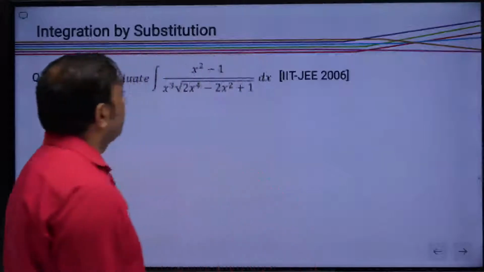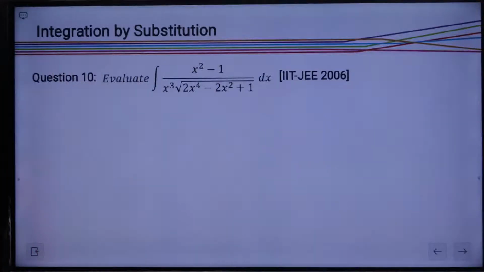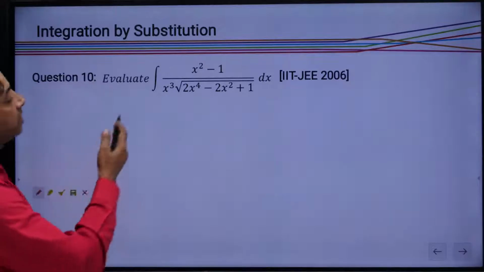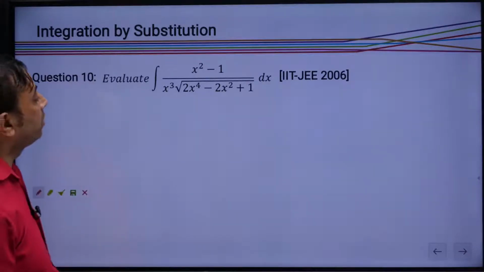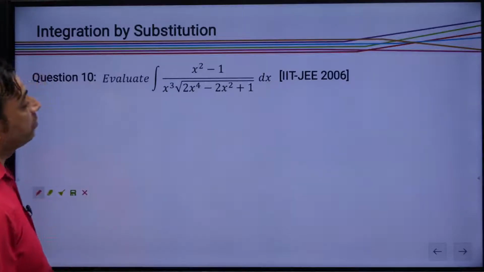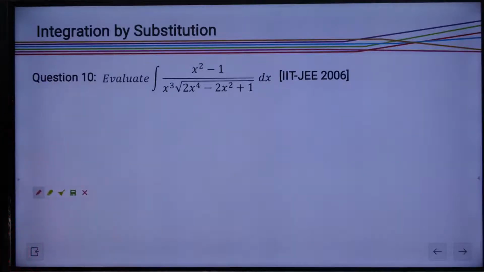Okay, now a little of the problems that we face in IIT-JEE Advanced. The problems we are taking are based on indefinite integrations. The first one is the integration of x square minus 1 upon square root of x cube into square root of 2x4 minus 2x square plus 1. Okay, so we need to do a little arithmetic with it.